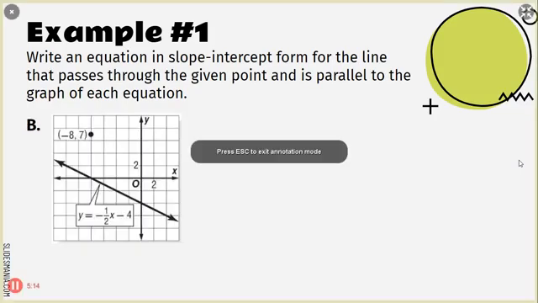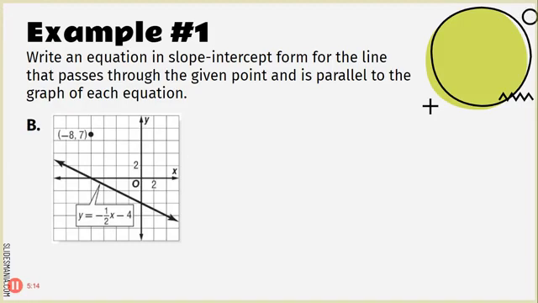Example 2. In example 2, we're doing the same thing. Write an equation in slope-intercept form that passes through the given point. And so this time our given point is -8, 7. So I'm going to write down our given ordered pair, -8, 7. And then I'm also going to need the slope that would make this line parallel, because it says and is parallel to the graph. So what makes lines parallel is that they have the same slope.